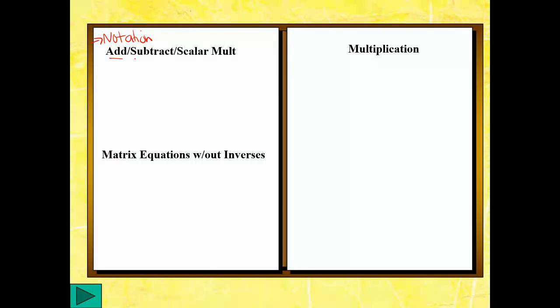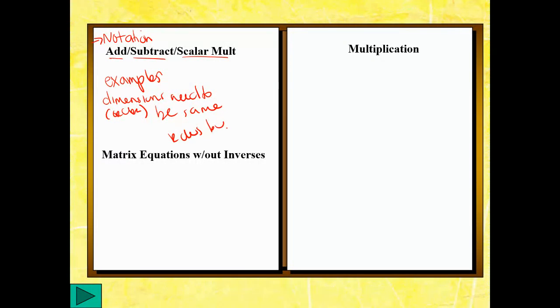And so what we started with was just these basic operations, right? So we did addition, subtraction, and scalar multiplication, which were basic operations. And maybe something that you want to do here is some examples, right? Maybe you want to talk about how the dimensions need to be the same. The dimensions, or sometimes that's called the order, how it's rows by columns.